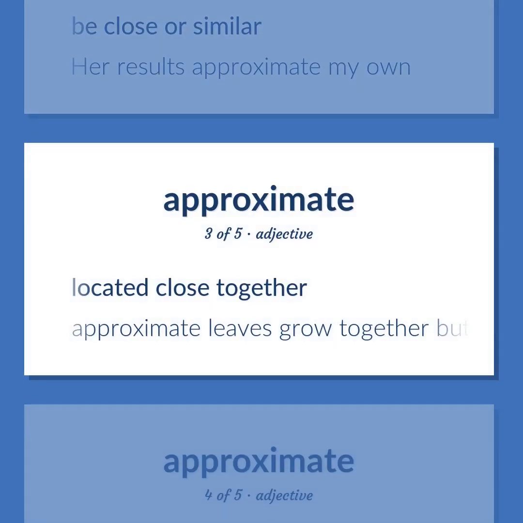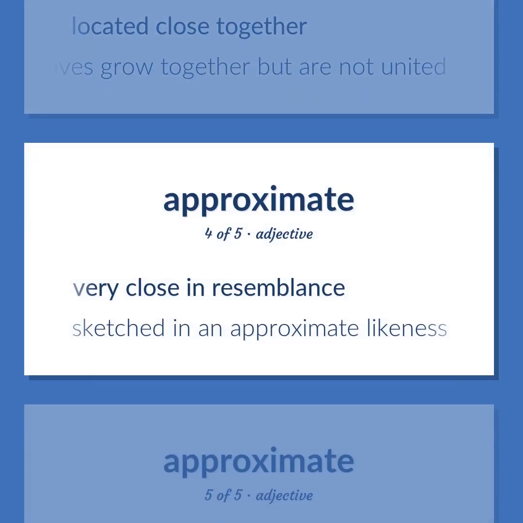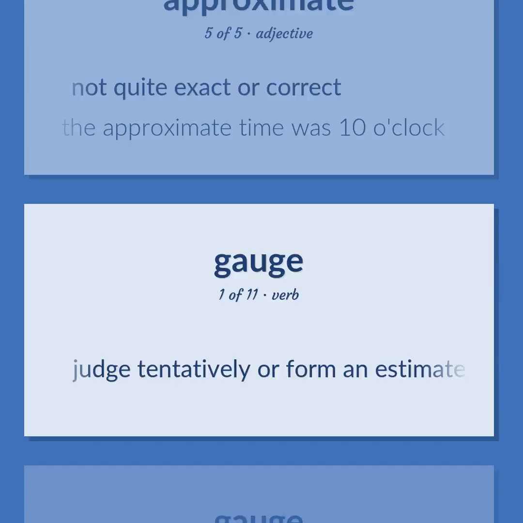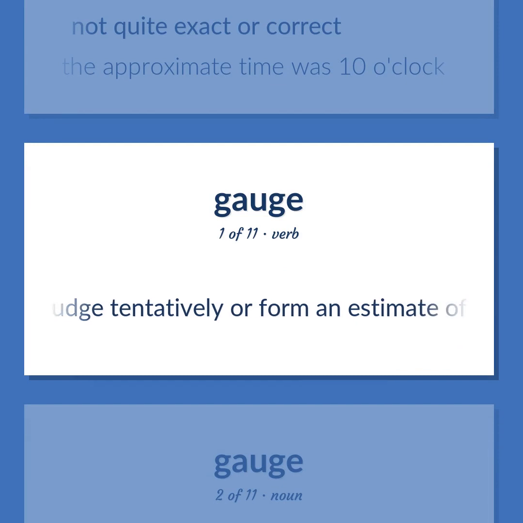Located close together. Approximate leaves grow together but are not united. Very close in resemblance. Sketched in an approximate likeness. Not quite exact or correct. The approximate time was 10 o'clock. Judge tentatively or form an estimate of quantities or time.